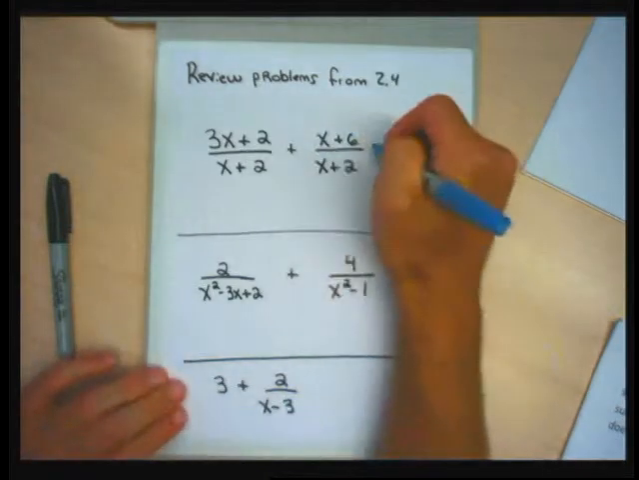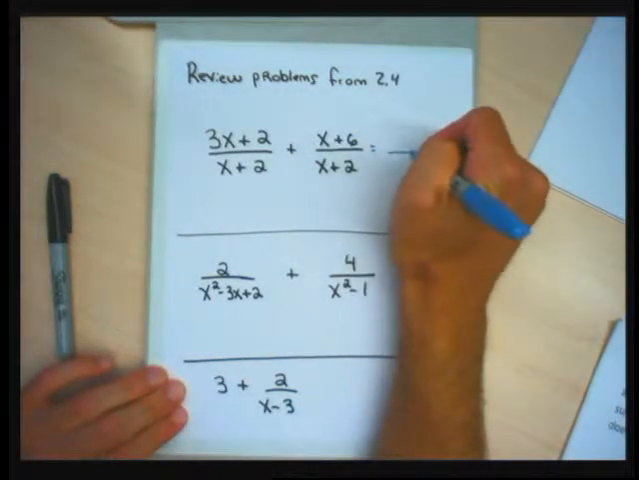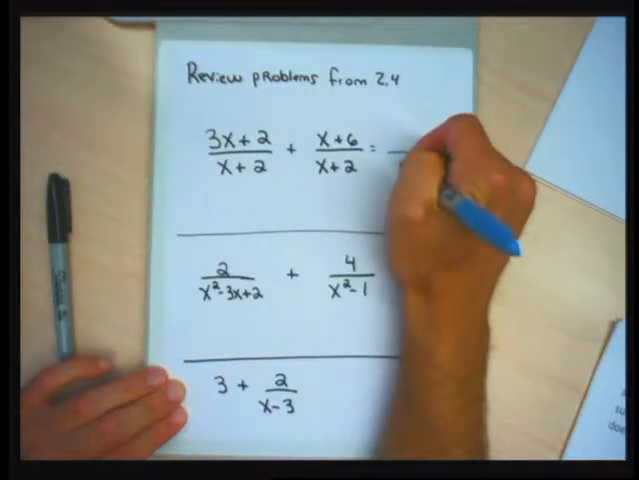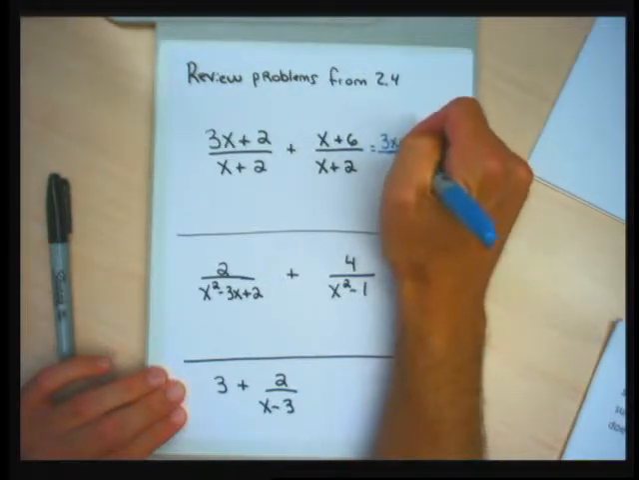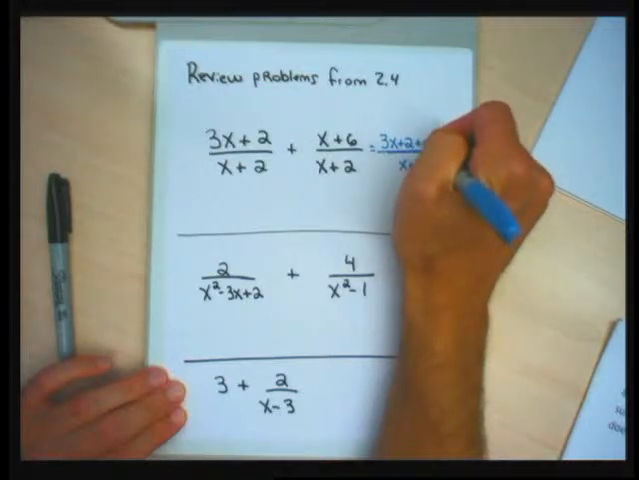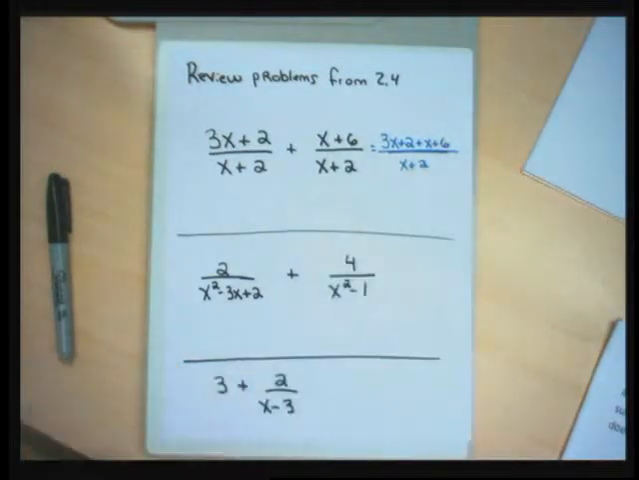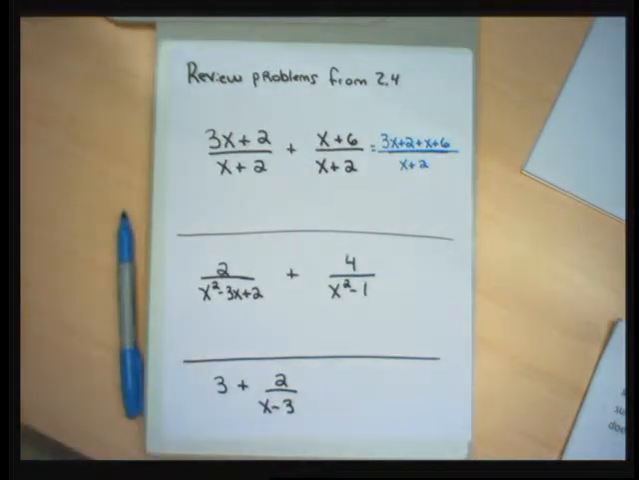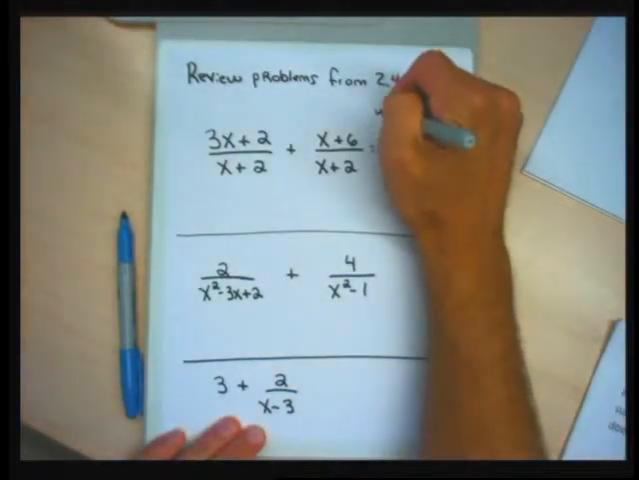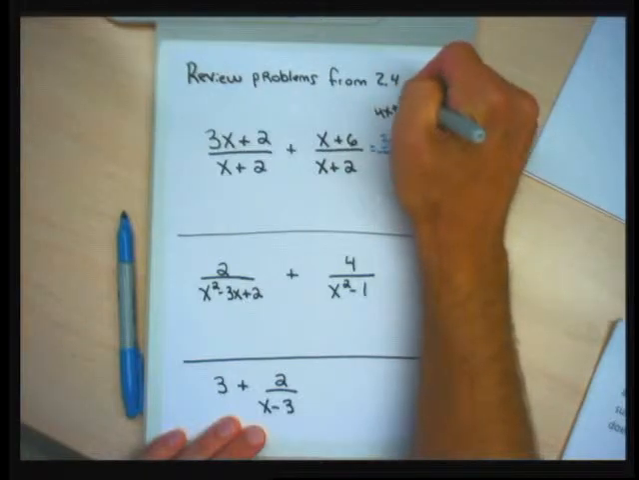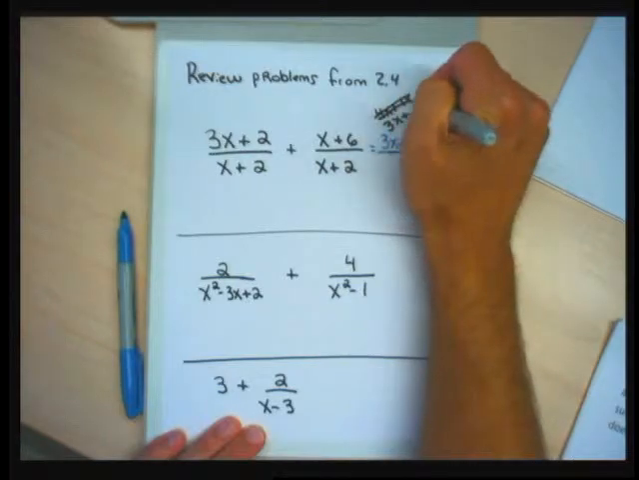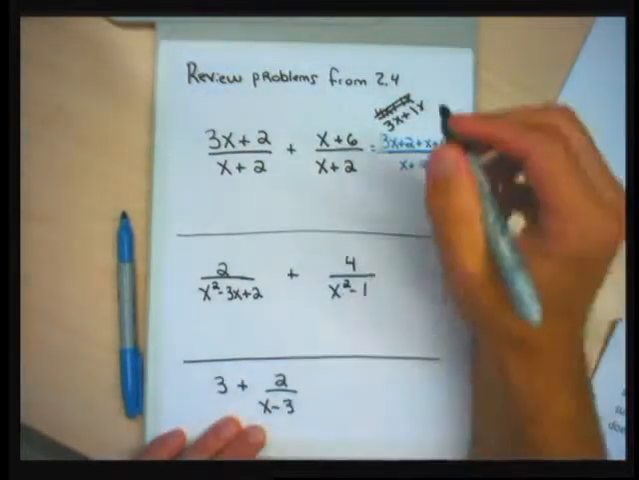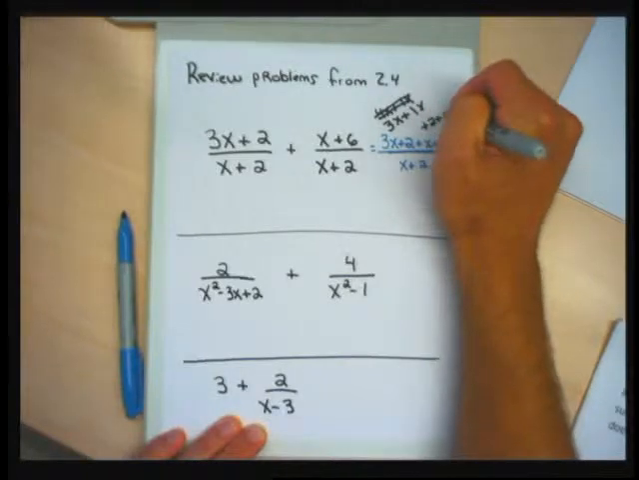So the first problem, because the two fractions start off with the same denominator, I don't have to do anything but make the two numerators into one numerator. So I'm going to take the left numerator, 3x plus 2, and write it next to the right numerator in one fraction. And now I'm going to simplify that numerator by combining like terms. In the numerator, there's a 3x and an x, and I can think of that x as a 1x. And there's also a plus 2 and a plus 6.